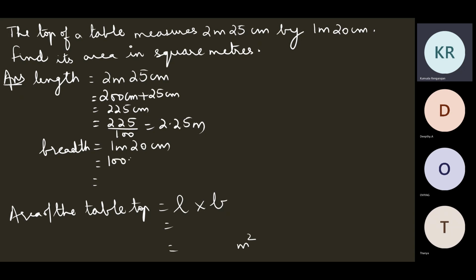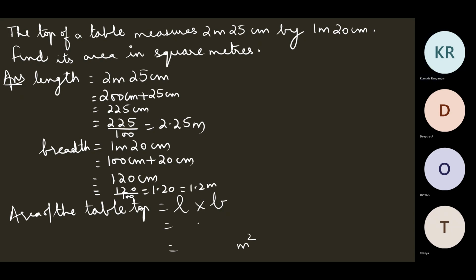Then 1 meter is 100 centimeters. So 100 centimeters plus 20 centimeters is nothing but 120 centimeters. Now to convert this to meters, it will be 120 divided by 100, which is equal to 1.20, which is nothing but 1.2 meters. Now the area of the tabletop is equal to 2.25 meters into 1.2 meters. What's the answer, children?